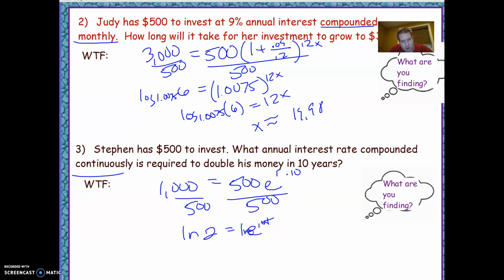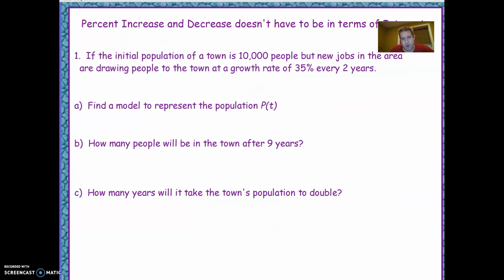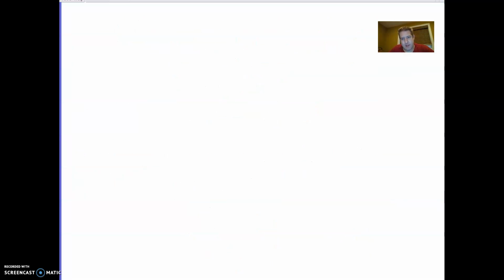Then do natural log of both sides. Natural log of 2 equals 10r, divide by 10. So it's natural log of 2, enter, divided by 10, enter. So it looks like the rate would have to be about 7%, about 0.069, which is about 7%, give or take. All right, looks like I'm getting close to my time.